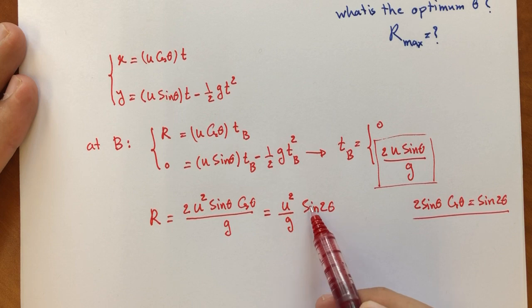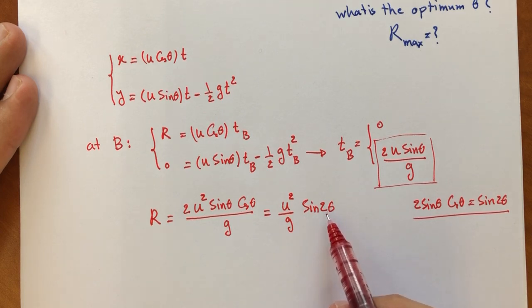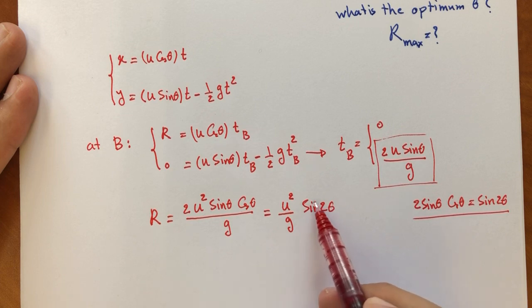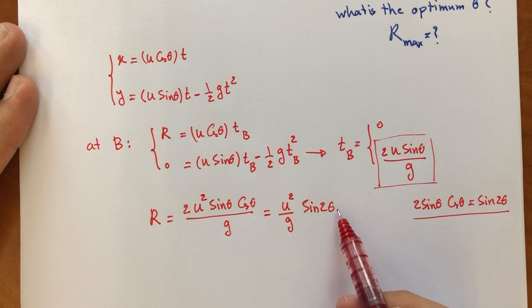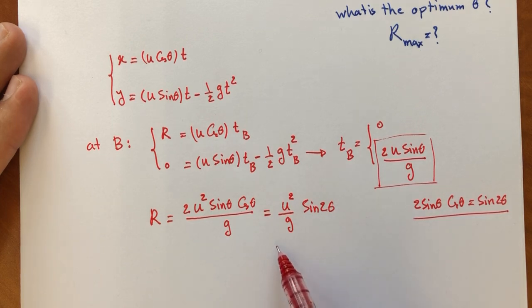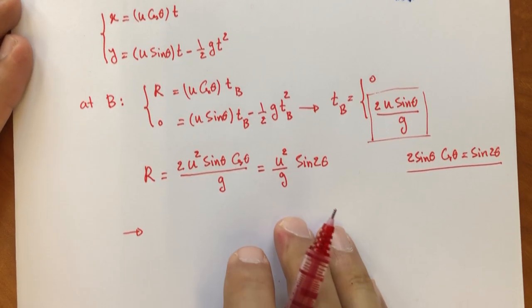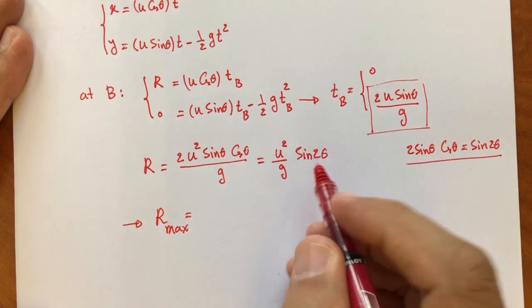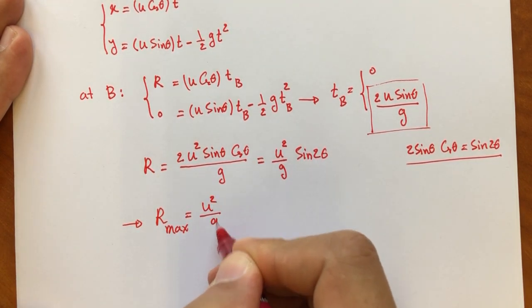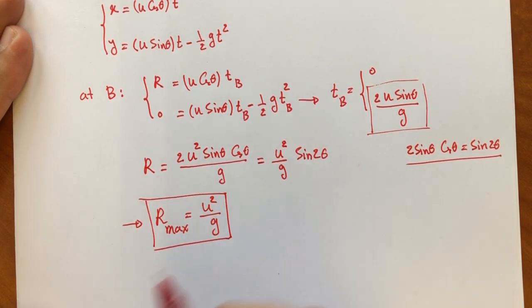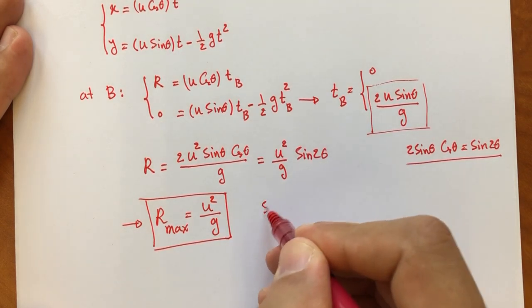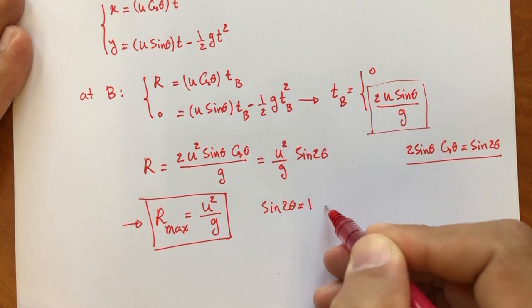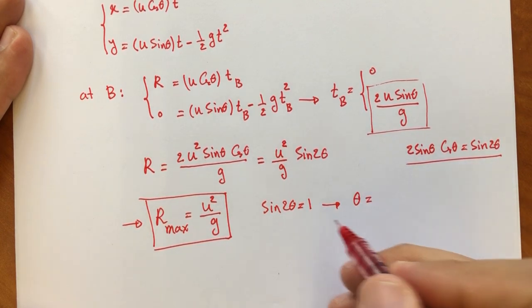For any theta that we choose, sine of 2 theta is going to be a number between -1 and 1, and it's going to reach its maximum at 1, which happens when 2 theta is equal to 90 degrees, with theta equal to 45 degrees, right? So the maximum number for r is going to be u squared divided by g, and it's going to happen when sine of 2 theta is equal to 1, which means theta must be equal to 45 degrees.